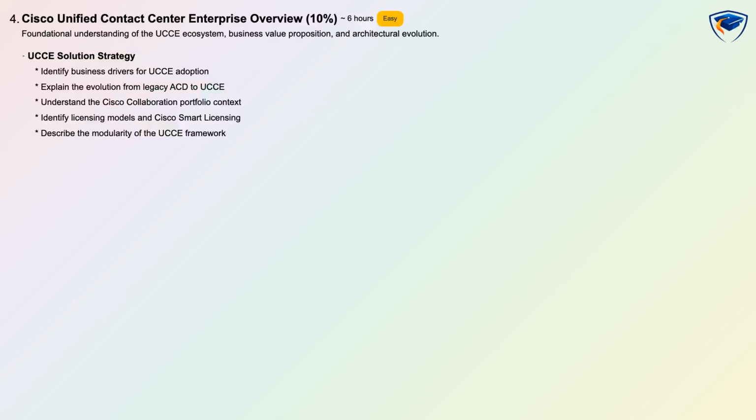The domain also covers licensing models, including Cisco Smart Licensing, and highlights the modularity of the UCCE framework to support phased deployments and feature growth. This overview helps you align technical design decisions with business requirements and strategic objectives.